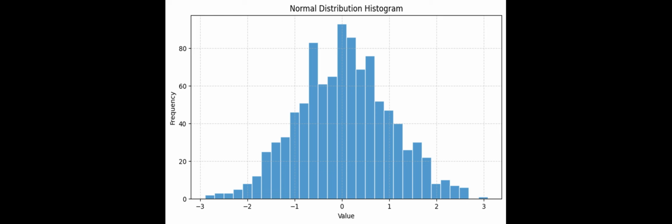Applications. Histograms like this are widely used in statistics and data analysis, probability theory, and machine learning to check data distributions, and in quality control in manufacturing.